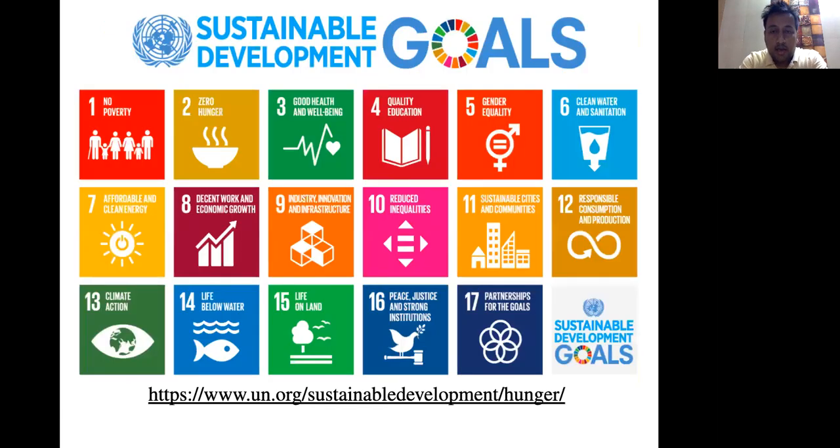So this slide shows the sustainable development goals. If we talk of hunger, if we talk of poverty, SDGs, or sustainable development goals, are a must to discuss. Here you can see sustainable development goal number 2 is zero hunger. It is a UN-suggested goal to eliminate hunger from all over the world by 2030.